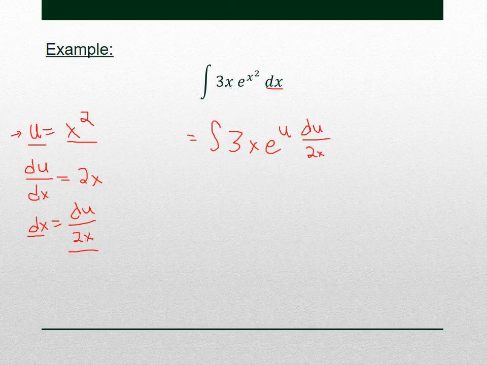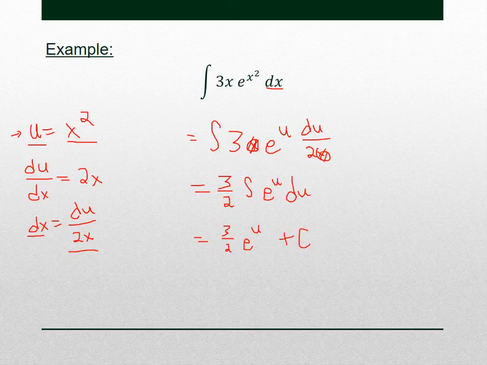All right, so there we go. We notice here that this x cancels with this x, and we're left with, well, we still have a 3, and we still have a 2 in the denominator, but we can pull those constants out, and we're left with 3 halves times the integral of e to the u du. And what's the antiderivative of e to the u with respect to u? Well, that's just e to the u. So you're left with 3 halves e to the u plus c.